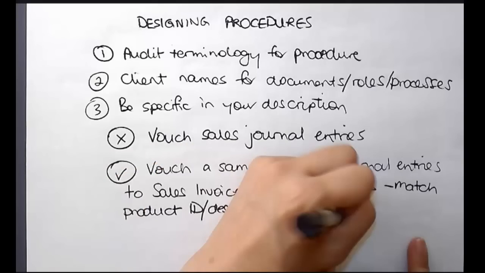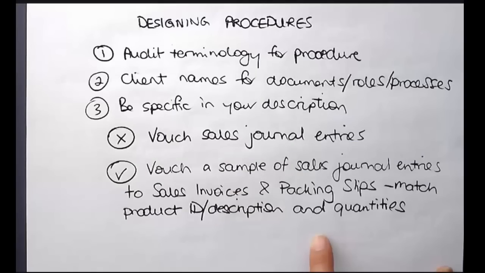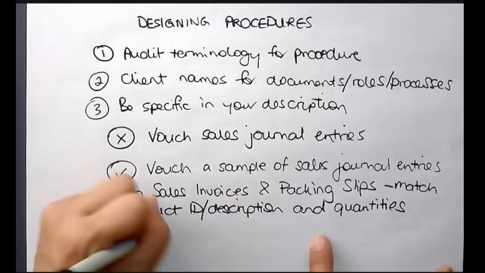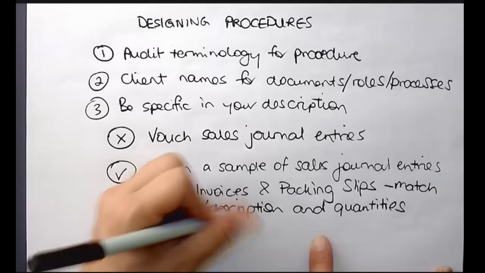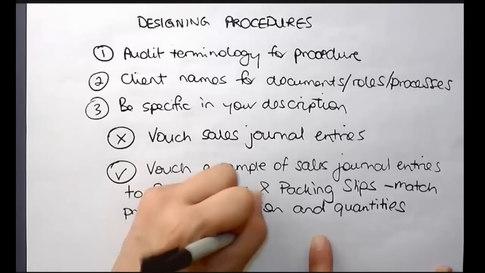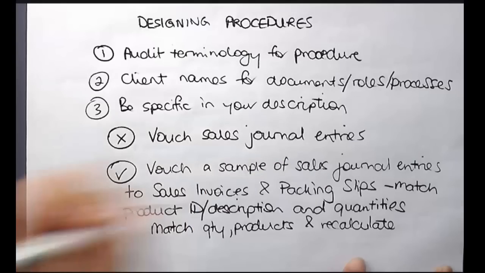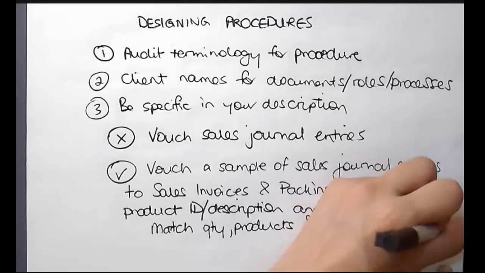If I wanted to take this test and I wanted to make it for valuation, I could say something about match quantities, products, and recalculate invoice and compare to journal. Alright, if I wanted, so that's going to be more about accuracy. This one here is about occurrence.